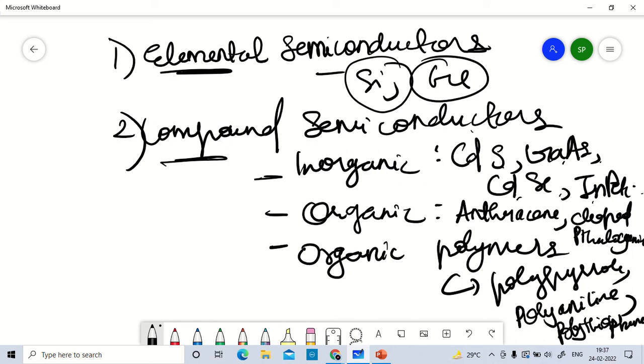Okay, now let's go forward. Most of the currently available semiconductor devices are based on elemental semiconductors, silicon, germanium, or compound inorganic semiconductors.